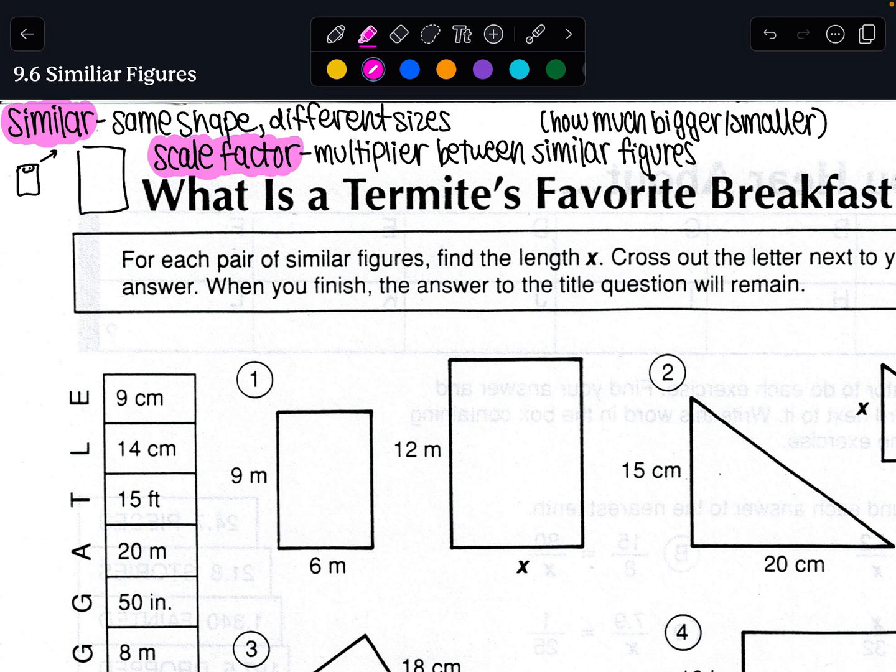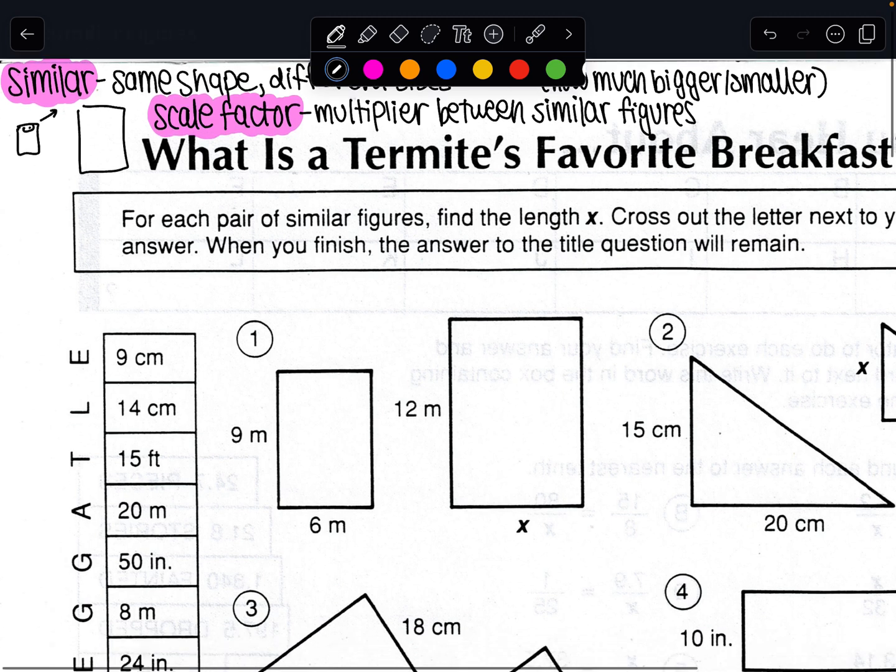So on Friday, we were mostly just looking for the scale factor, the multiplier between one figure to another. Today, you're going to be looking for a missing length, which you can use the scale factor. You're also welcome to use proportions for these. I'm going to show you how to do it with both. So yeah, let's go ahead and get into it.